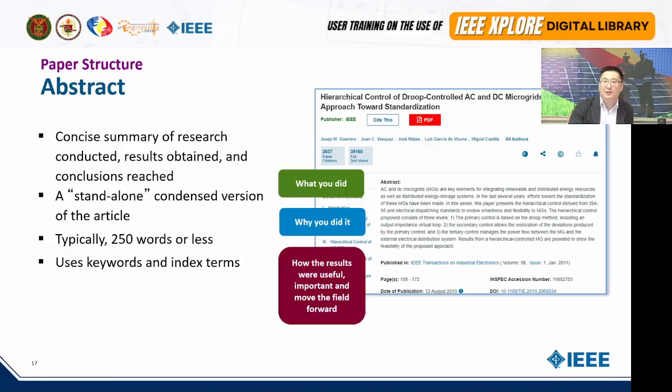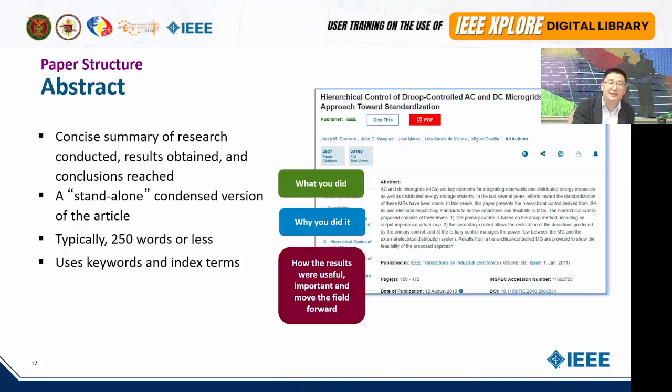You consider yourself as a reader. You are required to read a summary of the article. Then you write a summary. That summary is the abstract. It will cover what research you have done, why you worked on this research problem, and what results you are getting. Is it impactful? Why is it impactful?